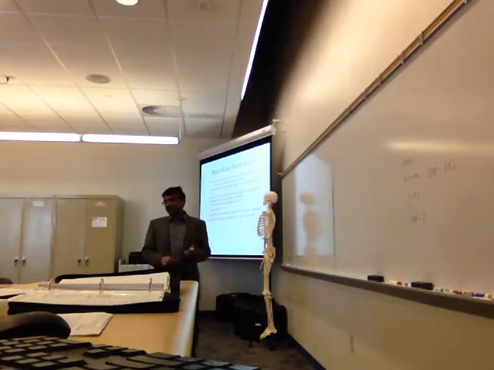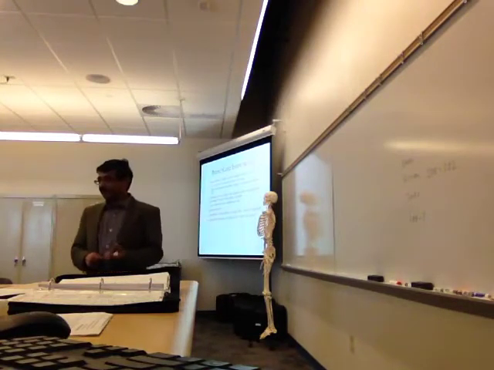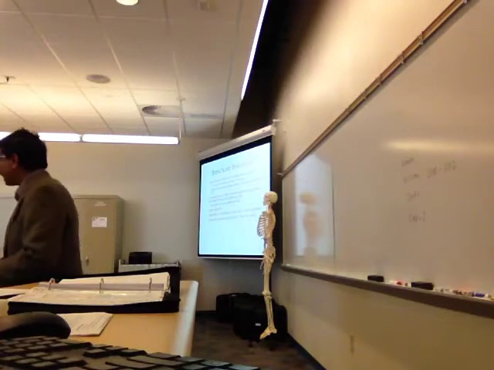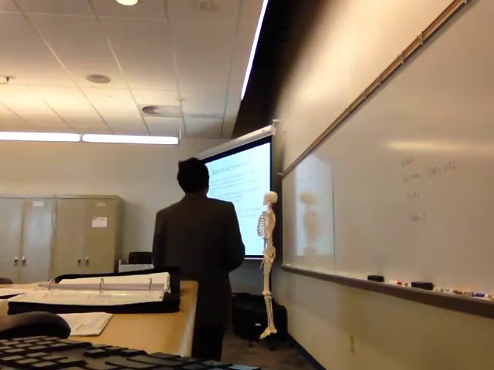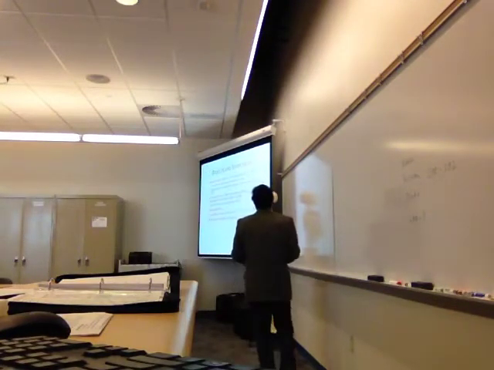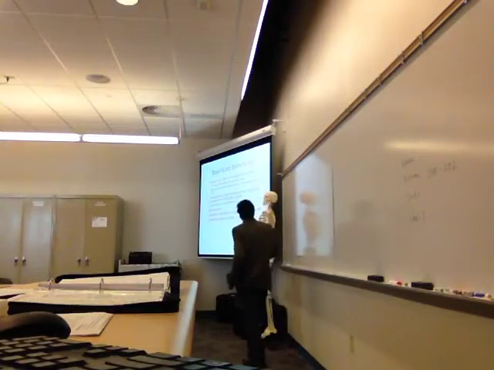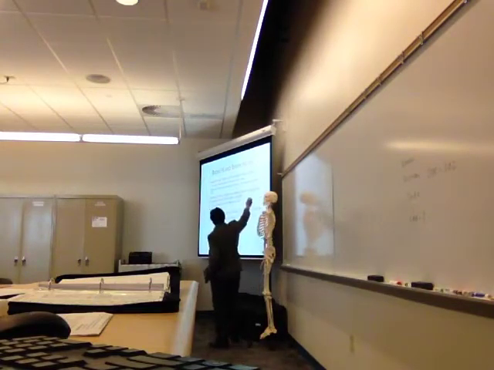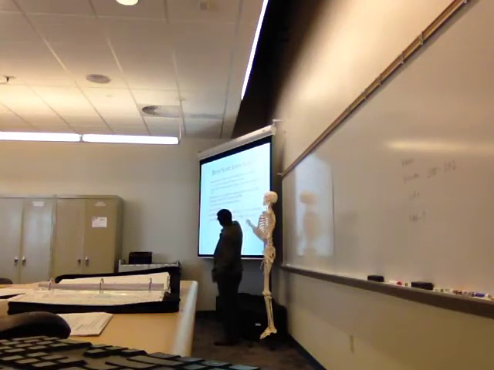So there are some differences between the right and left principal or primary bronchi. The right one is wider, shorter, and more vertical than the left.